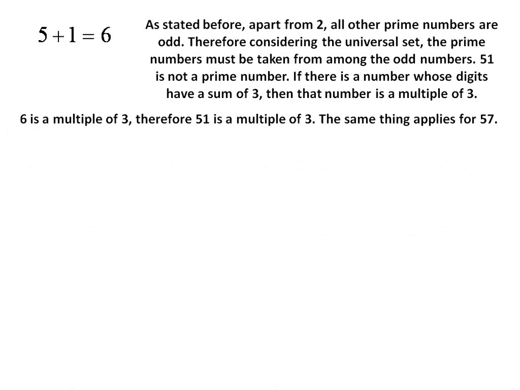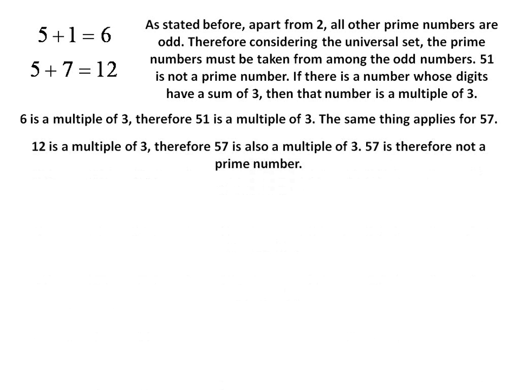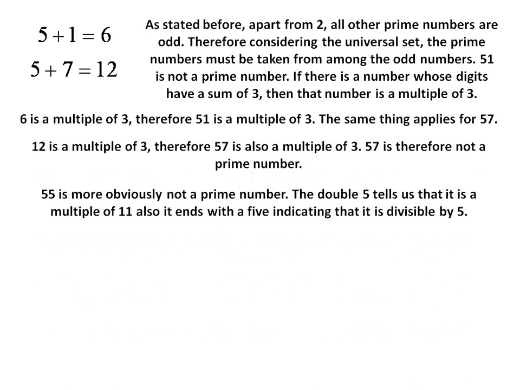The same thing applies for 57. When we add 5 plus 7, we get 12. Since 12 is a multiple of 3, so is 57. Therefore, 57 is also a multiple of 3. 57 is therefore not a prime number. 55 is more obviously not a prime number. The double 5 tells us that it is a multiple of 11. Also, it ends with a 5, indicating that it is divisible by 5.